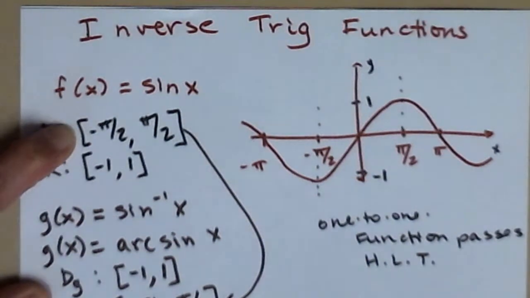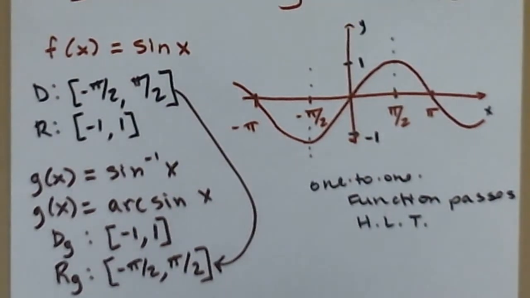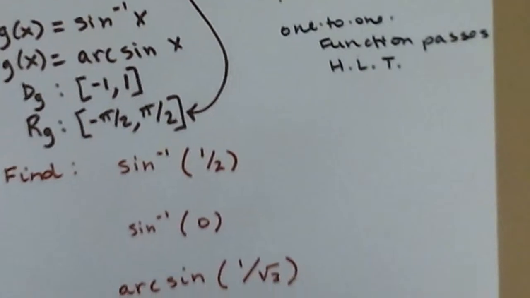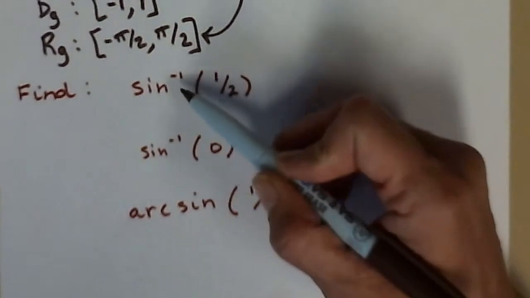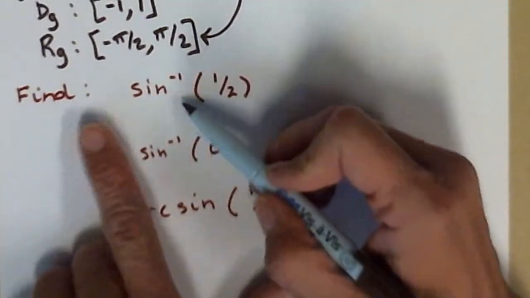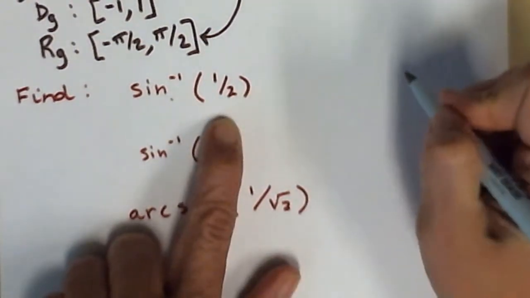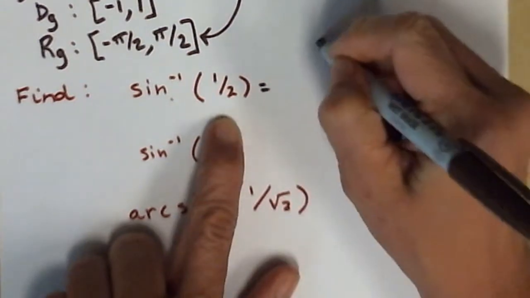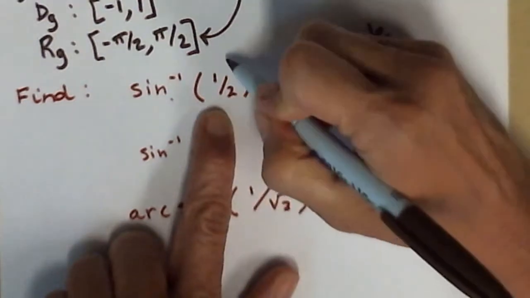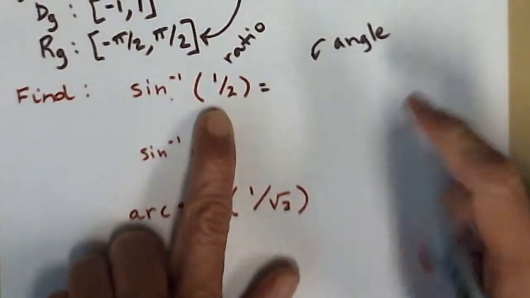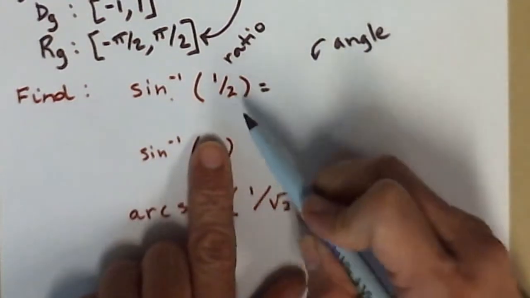Okay, so let's go ahead and practice finding some inverse trig functions. And as we do, I want to talk about what we're finding, what it means. So here we go. So I want to find the value of the inverse sine of 1/2. So inverse trig functions, their output is the angle. So this is my ratio, and I want to know what angle leads to a sine of 1/2.